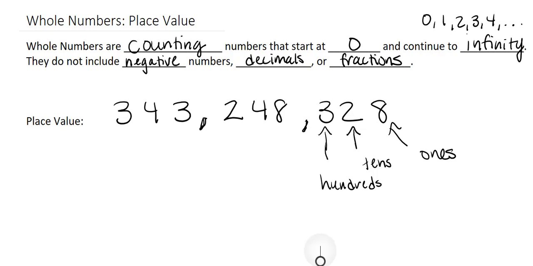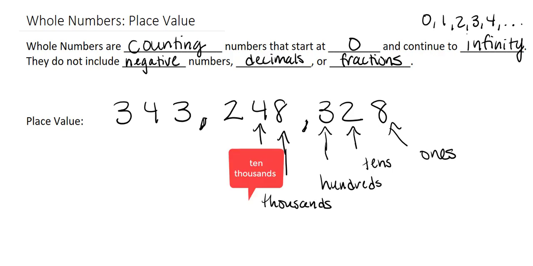Next, we have a comma, which separates it to the thousands. And then this 4 is our ones of thousands, so there's a pattern. There's 10 thousands. Then we move on to the 2, which is our 100 thousands.